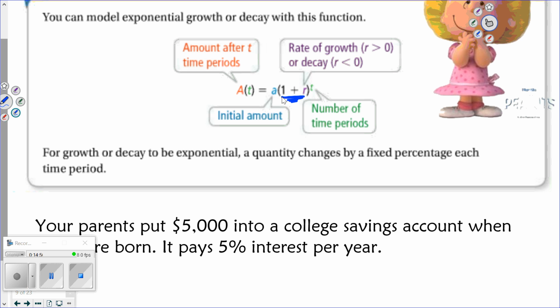Okay? So for instance, if your parents put $5,000 into a college savings account when you're born, and it pays 5% interest per year, could you figure out how much money is in it after so many years? Yeah, you can. So that's another example. It's exponential, but my b value can kind of change based on what I'm dealing with. And we're going to look at some different formulas.